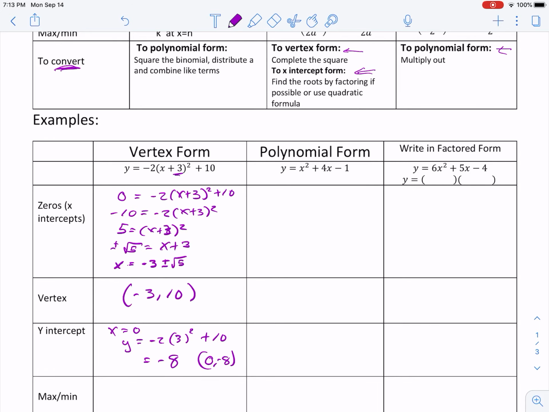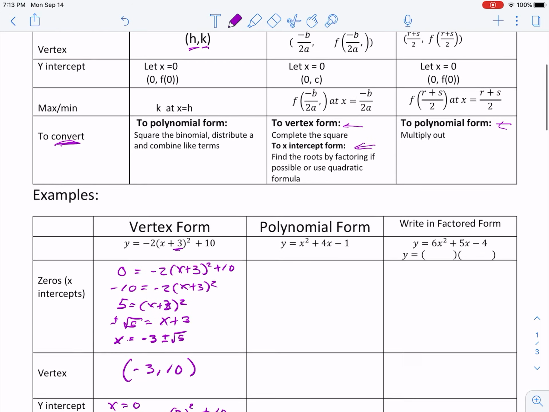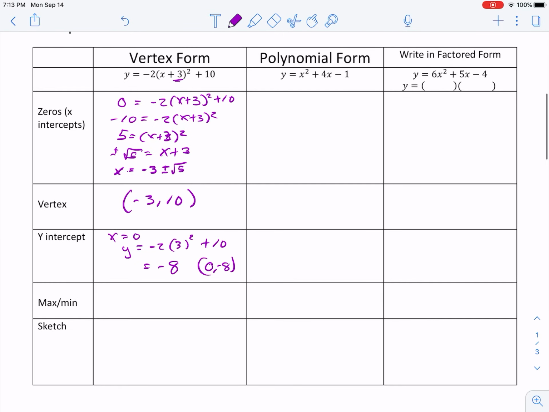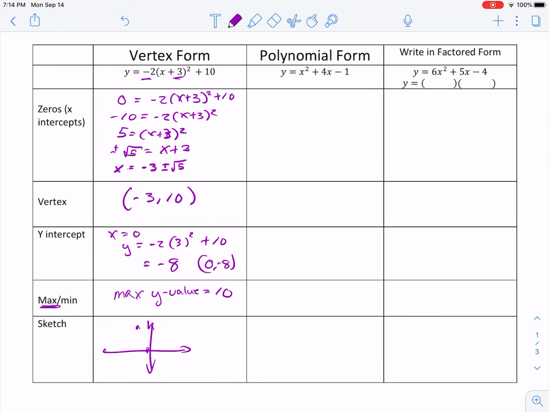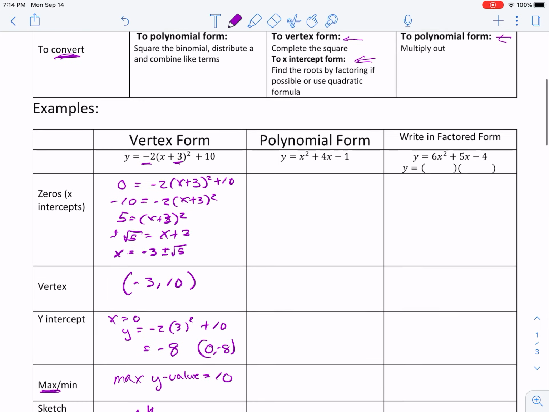That's the y-intercept. The min and max, well, remember it's a parabola. It's negative. It's opening down, so it's going to be a maximum. It's at the vertex. So the max y value equals 10. Sketch, well, let's see, we're at negative 3, 10, and negative 3 plus the square root of 5. That's less than 2, so it's going to be here and here. Whoop, done.